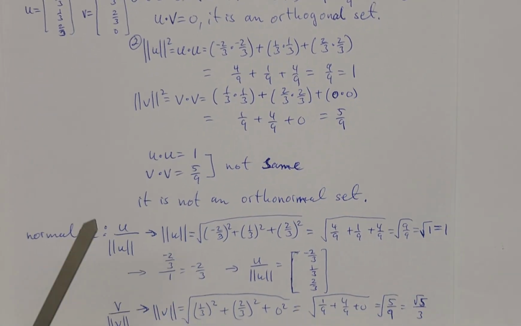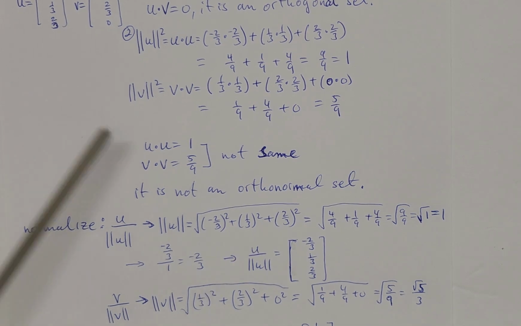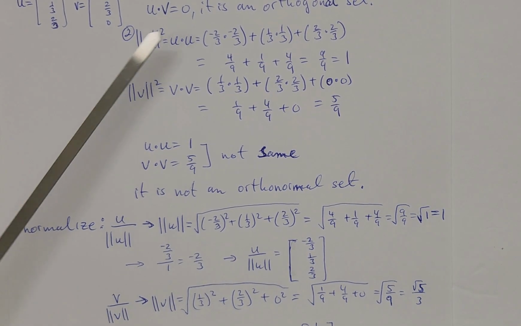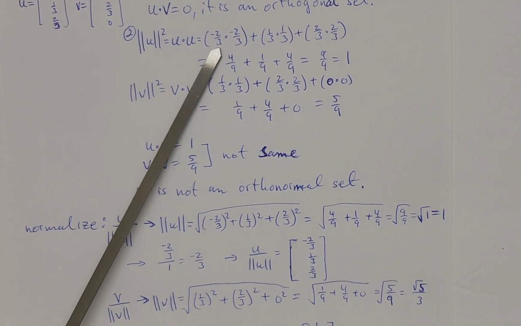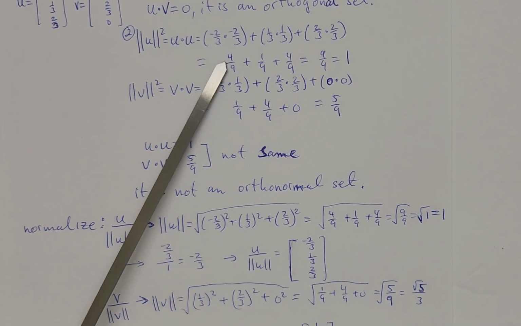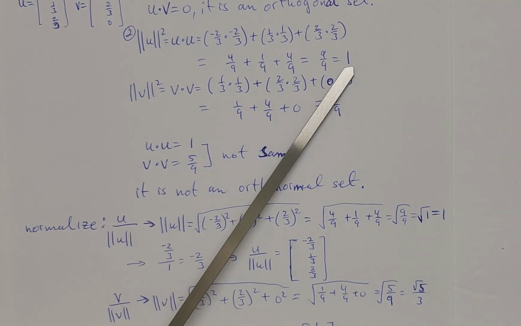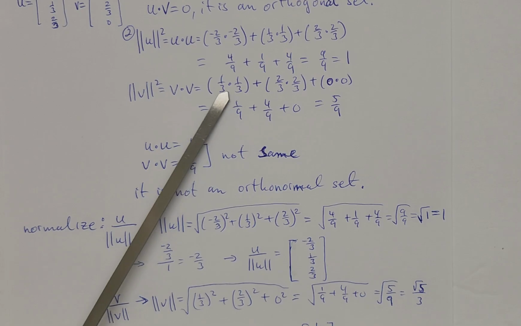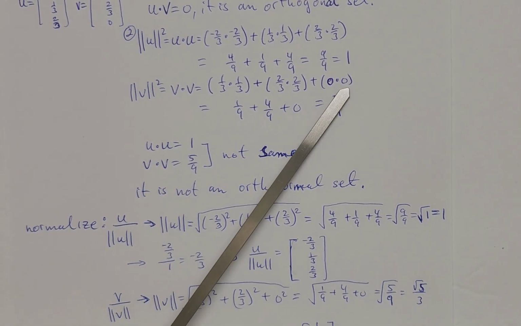Next, we need to figure out, is it orthonormal? So multiply each vector by itself, twice for each vector. So negative 2/3, 1/3, and 2/3 multiplied twice. So it becomes 4/9, 1/9, 4/9, and comes out to be 1. Okay. For V, same thing. Multiply itself twice. So 1/3, 2/3, and then 0.